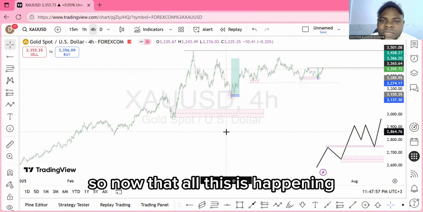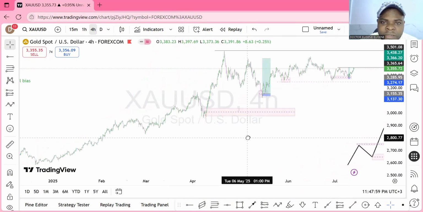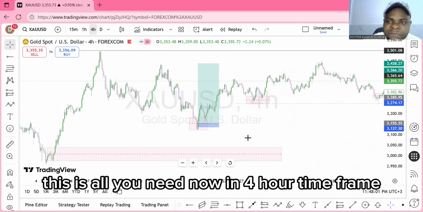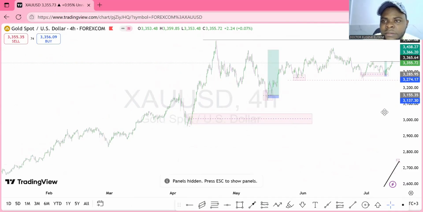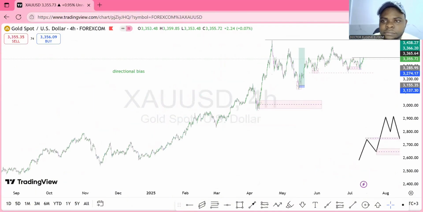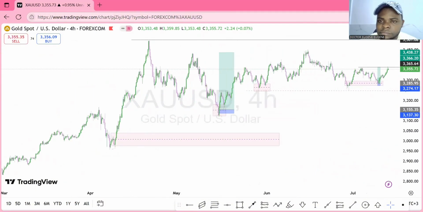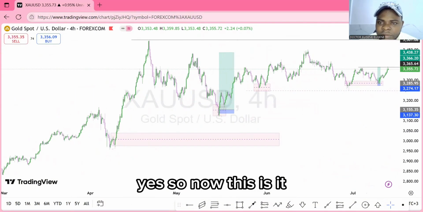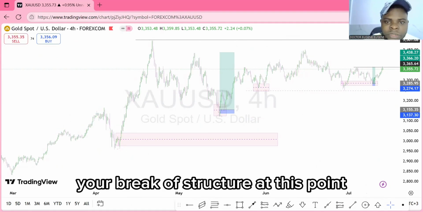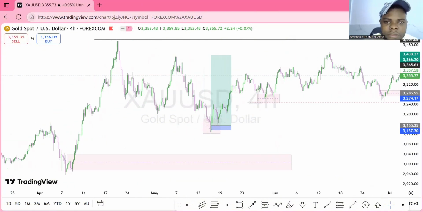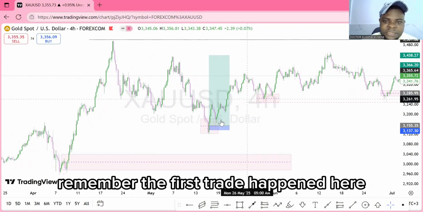So now that all this is happening, this is all you need in the 4 hour time frame as a day trader. Here is your break of structure at this point. Remember, the first trade happened here.